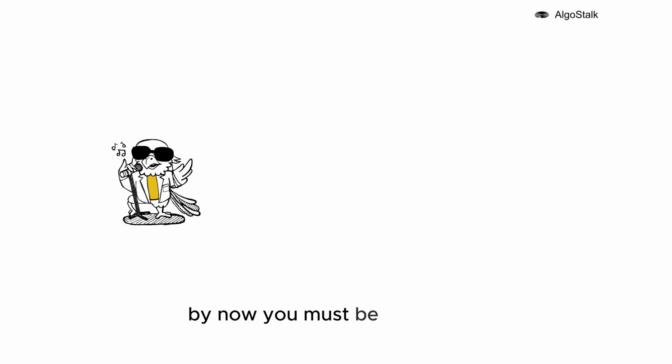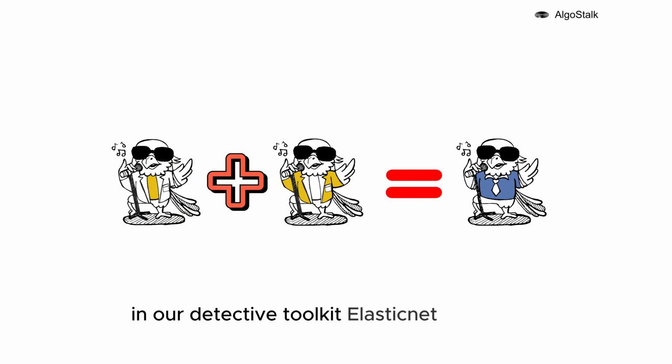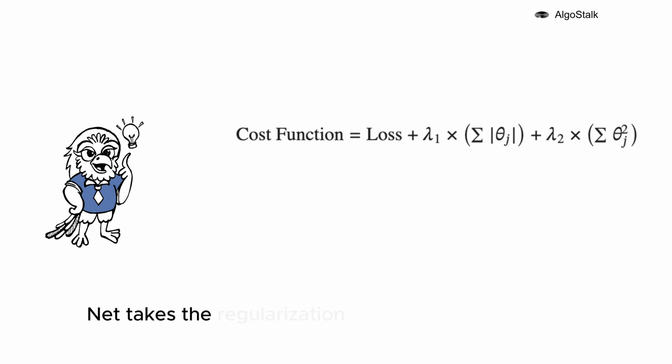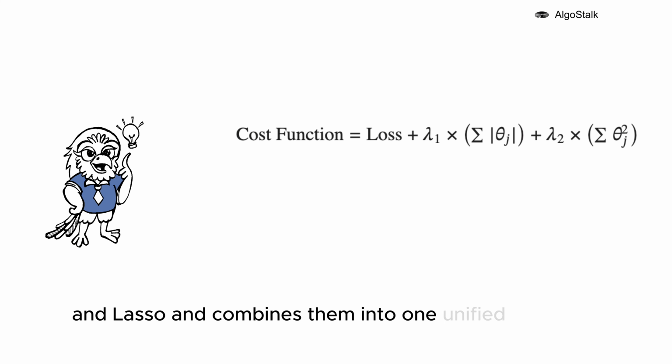By now you must be wondering, what if we could combine the strengths of both Lasso and Ridge regression? Wouldn't that give us the best of both worlds? Well, the answer lies in a powerful ally in our detective toolkit, elastic net regression. Elastic net takes the regularization techniques of both Ridge and Lasso and combines them into one unified approach.